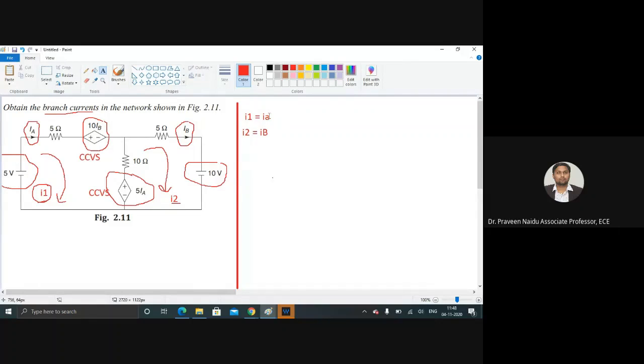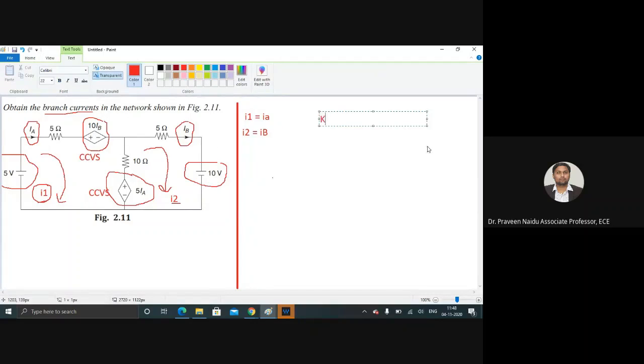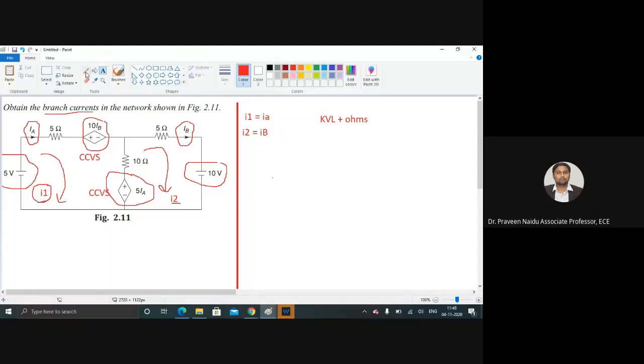So after considering these two things, what I can do is apply mesh analysis. Applying mesh analysis means KVL plus Ohm's law. KVL means summation of voltage is equal to 0. And we are going to consider Ohm's law, V is equal to I into R. By using these two formulas, we are going to write the loop equations. So here we are having 2 closed loops, so I'll be having 2 equations of 2 unknowns. I1, I2 are the unknowns.